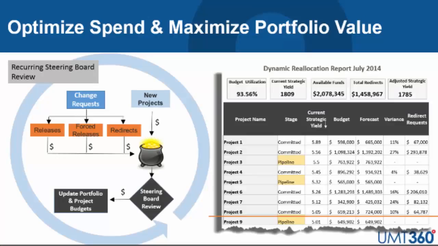So let's take a look at what the dynamic reallocation process entails. Now we're moving to the portfolio level view, and the handshake or the handoff here really comes through those change requests. The result of those change requests was either to give back money, release money where it wasn't going to be spent, or aggressively take money back through the force releases. And what happens here is any money released isn't questioned. It's just taken back and put into the pot.